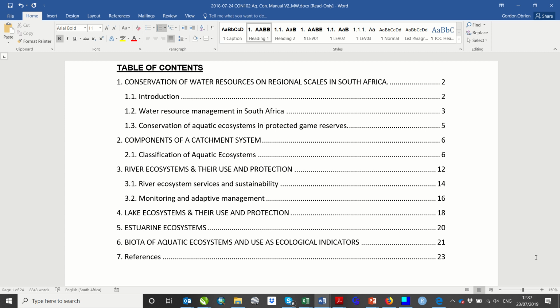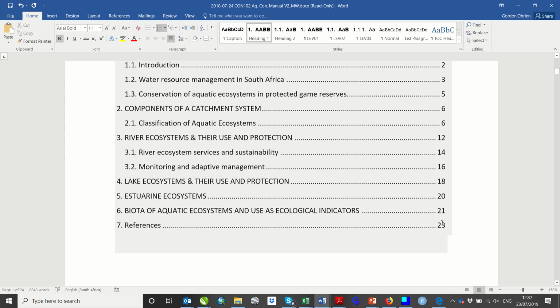We're going to look at rivers and their use. We're going to look at lakes. We're going to look at estuaries. And then we're going to look at some industries that utilize these resources, and we need to manage those industries. Okay, we're going to also touch on that as well. Easy peasy. So this will be uploaded.